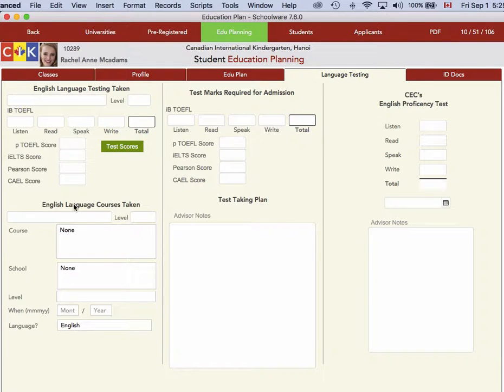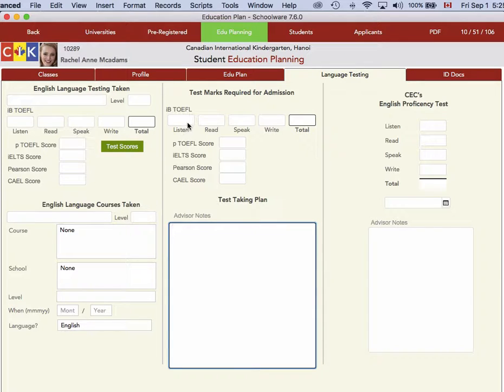And then English language courses that you've taken. You can take them previously or never taken, the course, the school, the level, when and what language it was taken in. And then test marks for admission. A lot of schools require you to take their test as well. So we've given the information in here and left the place for the advisor's notes. And lastly for language, this is the test requirements, marks required for admission.